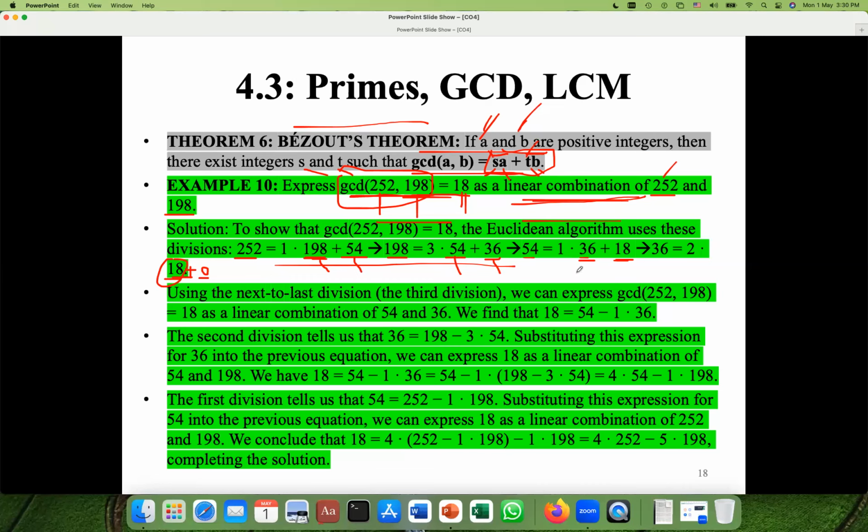But this is not a linear combination. What would be the linear combination? This is the representation. With the value of A, you will have some value S, and with the value of B, you will have some value T. Then it would be, for example, 18, the GCD of A and B, 18 is equal to something like that. And these S and T would be called Bezout's coefficients.